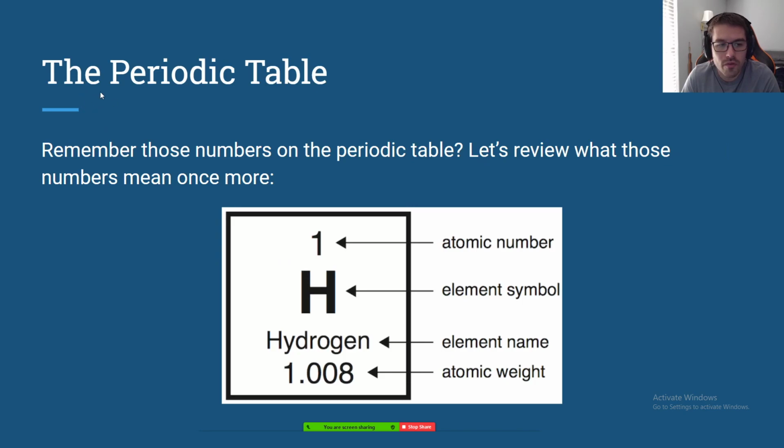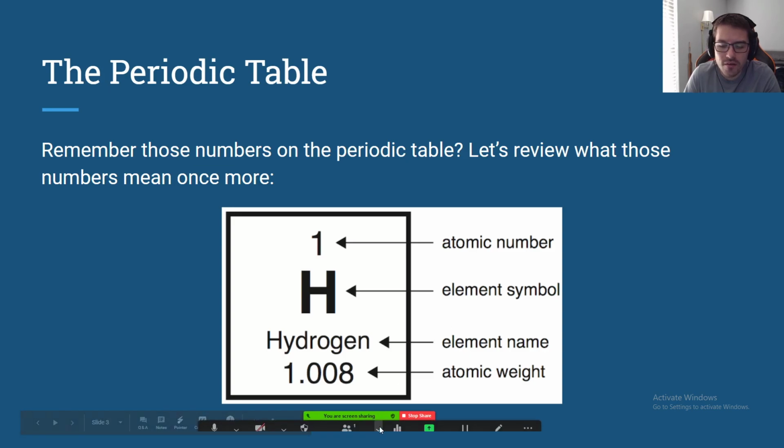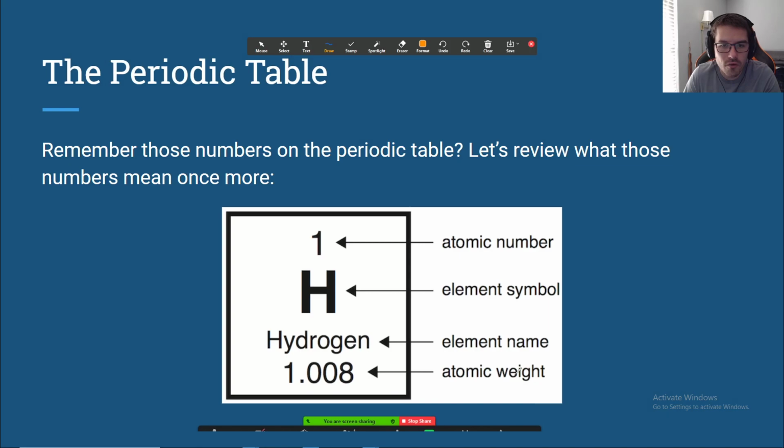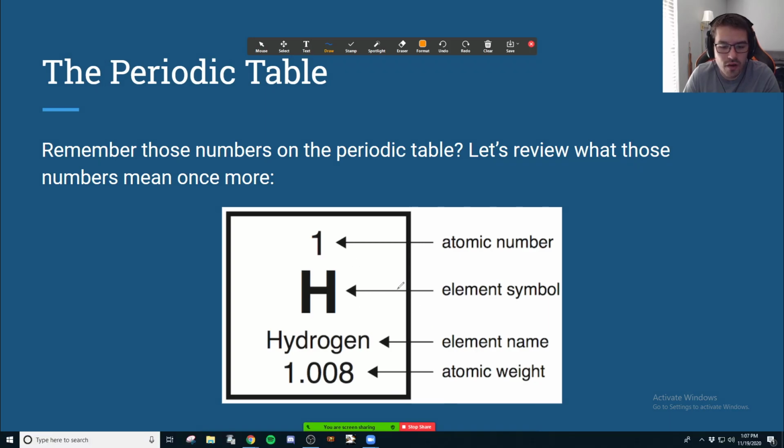So remember, on the periodic table, each entry has a few numbers, okay? This top number is the atomic number. That is the number of protons in an atom of that element. Then you also have the element symbol, the element name, and then you get to this number down here, which usually has some decimal places. What is this number? I know this picture here says atomic weight.